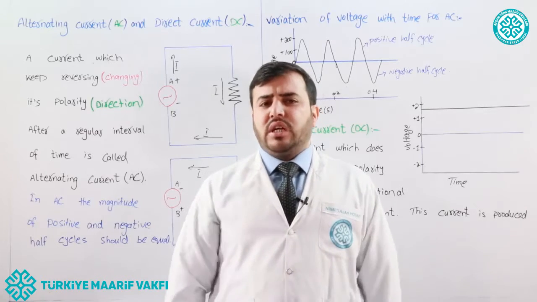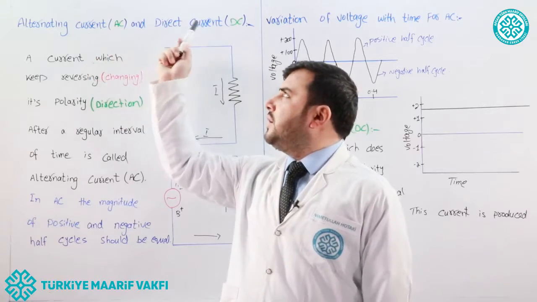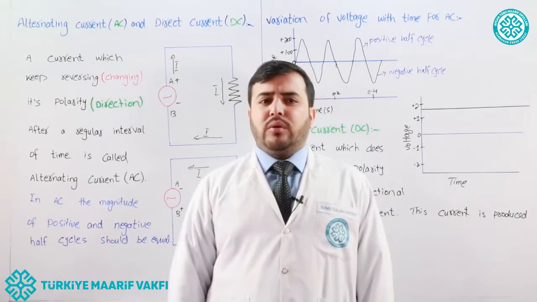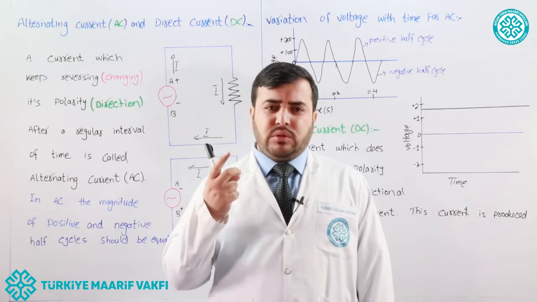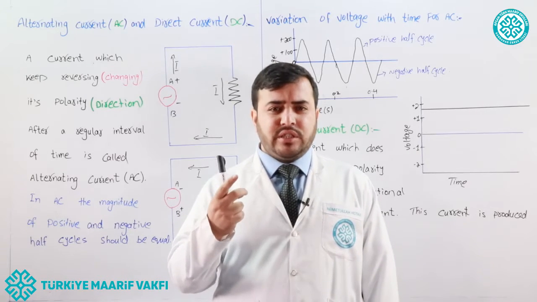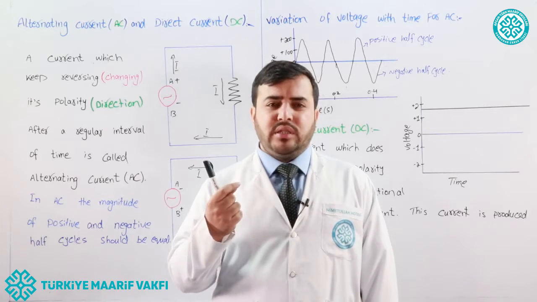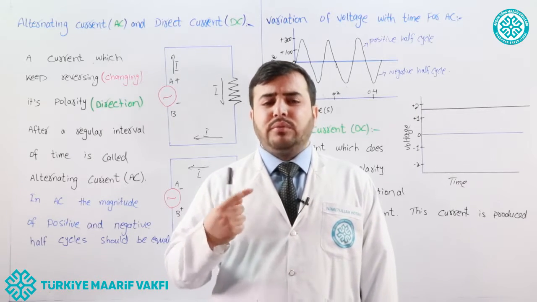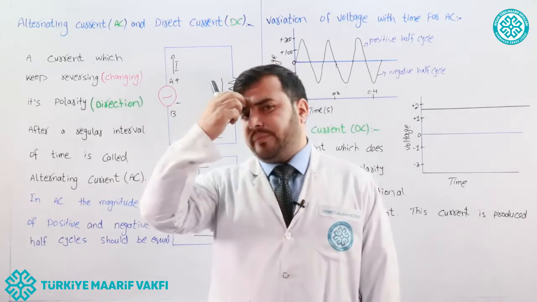Today we are going to discuss alternating current and direct current. So our topic has two parts. First one is AC and the second one is DC. AC means alternating current and DC means direct current. First we will discuss alternating current.